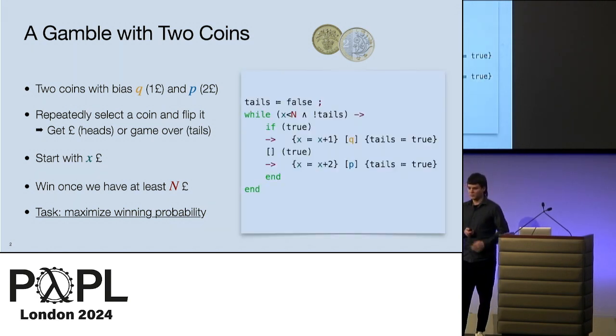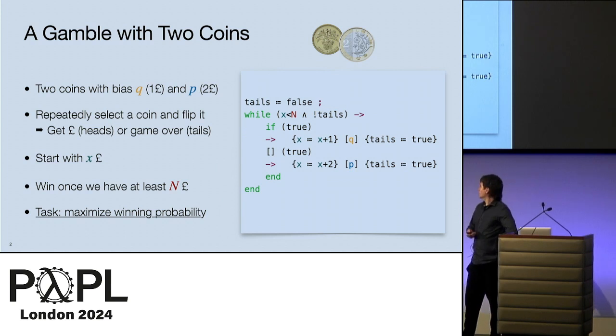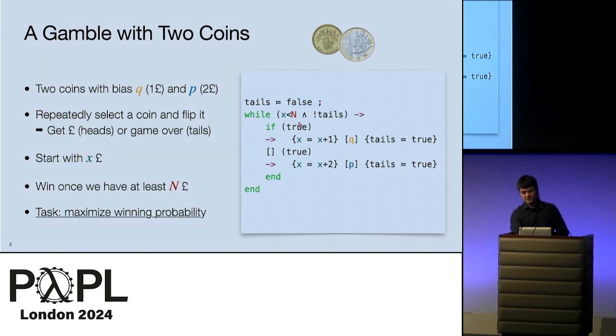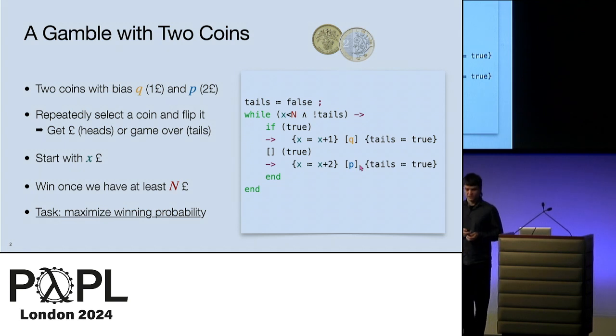And here's a simple program modeling that game. Initially, we have not yet seen tails. Then while we have not collected N pounds yet and not seen tails, here we have a non-deterministic choice. This if true and then true again is like a non-deterministic choice. And here we see that with probability Q, this means that heads comes up for the 1 pound coin, we get 1 pound. Otherwise, we lose the game. And similar for the 2 pound coin. How should we play this game to maximize the probability of winning?